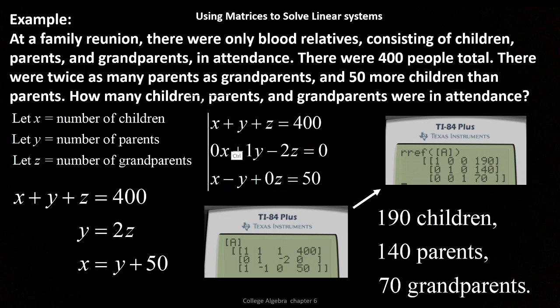Now we write the augmented matrix, which is this, right? And then we put it in the calculator, RREF it, and here are the answers. X is 190, y is 140, and z is 70. Okay? So it's a pretty easy process if you know matrices.